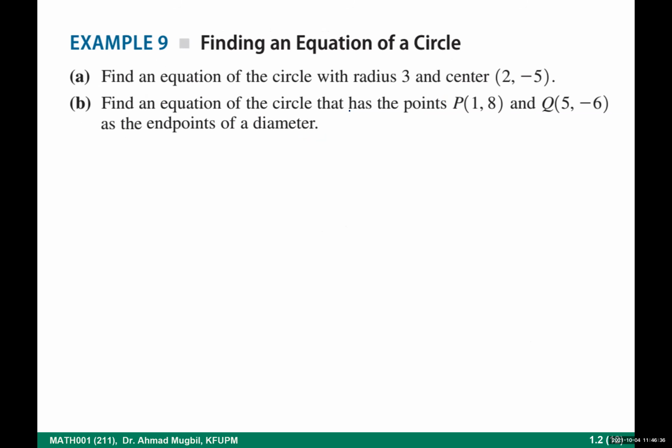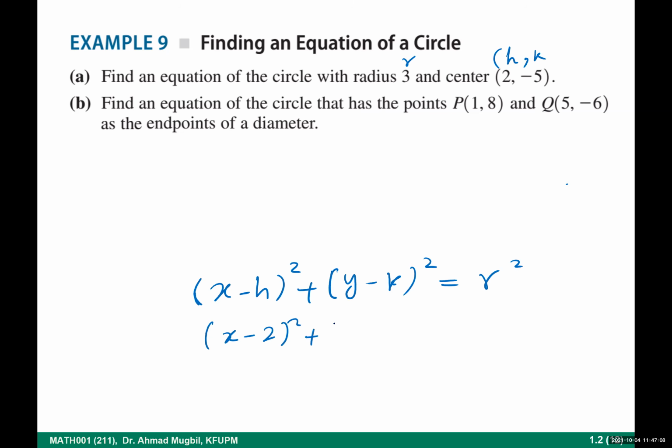Yes, X, no, -2. X minus 2, all squared. Y plus 5, all squared. It is X minus H all squared plus Y minus K all squared equals R squared. This is the standard form of the equation. Now, this is H, this is K, and this is R. So what will it be? X minus 2 all squared plus Y plus 5 all squared equals what? 9. You are right.